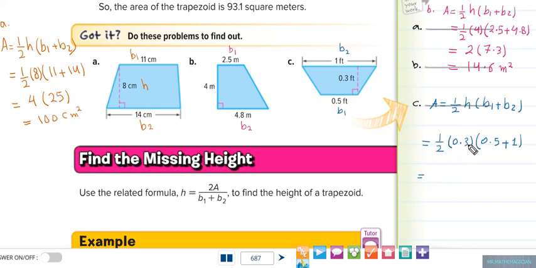Now, half times 0.3. 0.3 is like 0.30. You know this. Half of 0.30 is, yes, excellent, 0.15. 1 plus 0.5 is 1.5. Now, if we ignore the decimals, it will be like 15 times 15, which is 225. But here, decimal after one digit and decimal after two digits, so it will be after three digits, which means 0.225 feet squared.